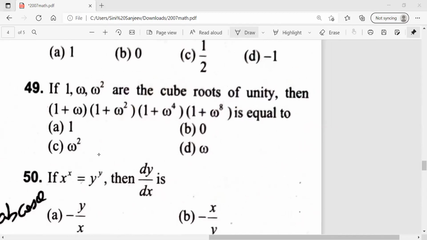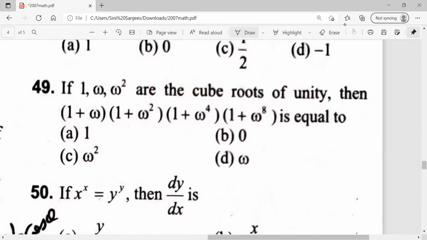49th question. How many of you know how to do the 49th question? How many of you know how to do the 49th question? Or how many of you don't know also, let me know.